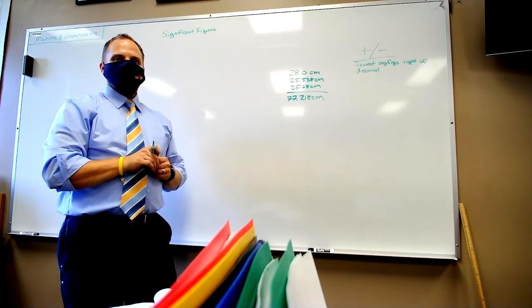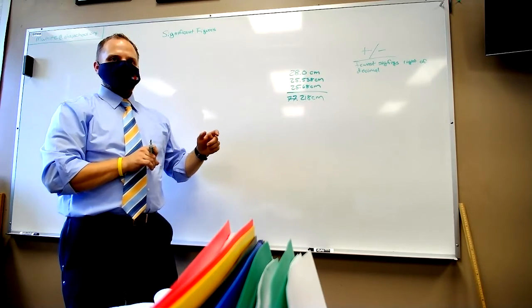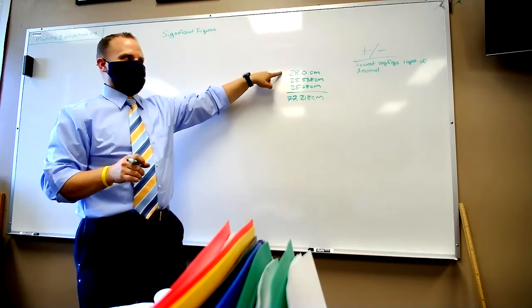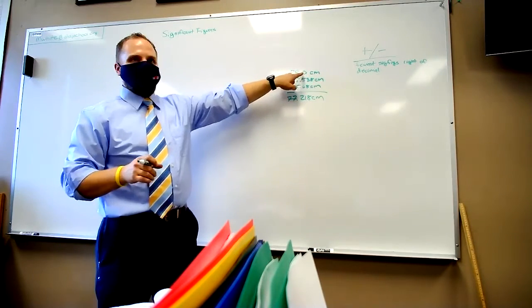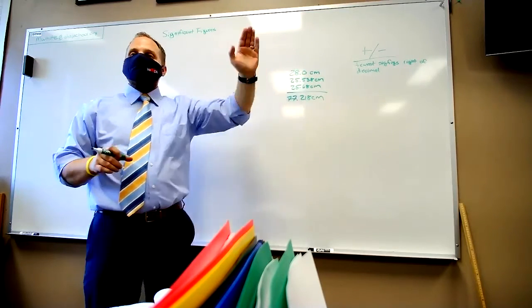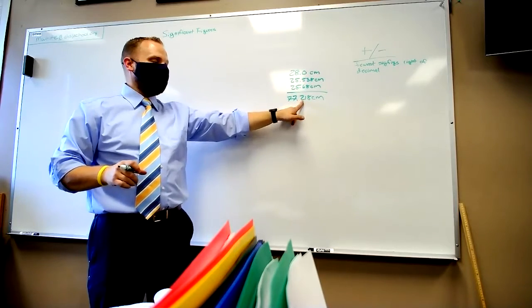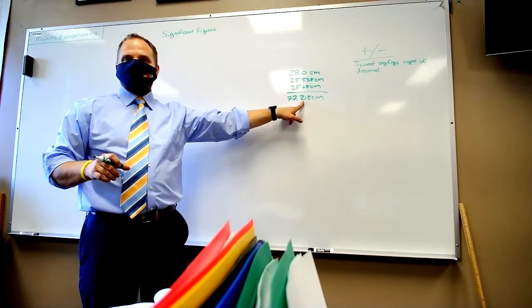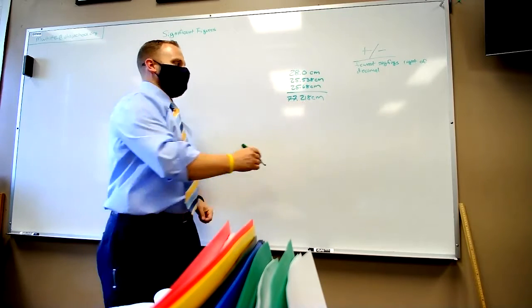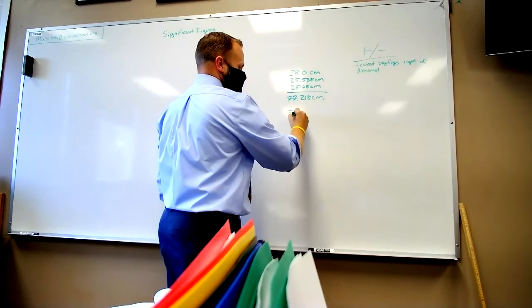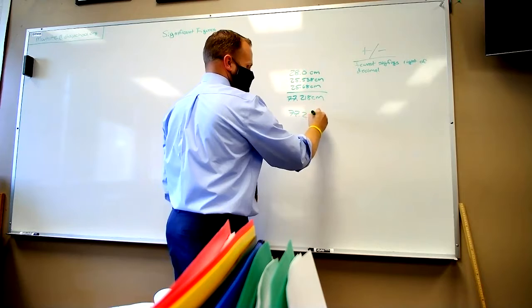You say the very top one? Is that what you said? Good. That's the right answer. Okay. There's only one digit past the decimal. What that means is that our answer can only go one digit past the decimal. So we have to round, and we get 77.2 centimeters.